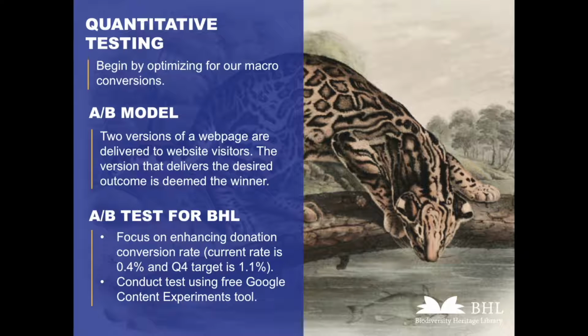With A/B testing, different versions of a web page are delivered to a percentage of website visitors, and the version that delivers the desired outcome is deemed the winner. Specifically, of our 3 macro conversions, our donation conversion rate needs the most help, so I suggest that we design a test that can help us improve this KPI. We can also use the free Google Content Experiments tool to conduct this test.